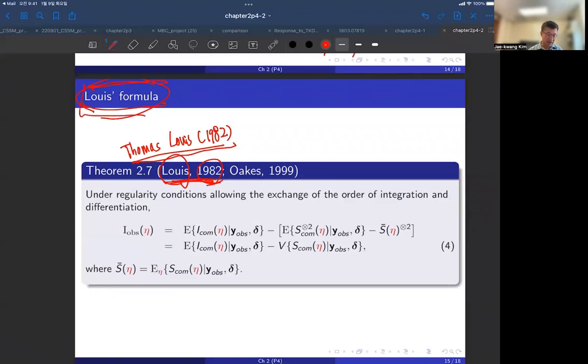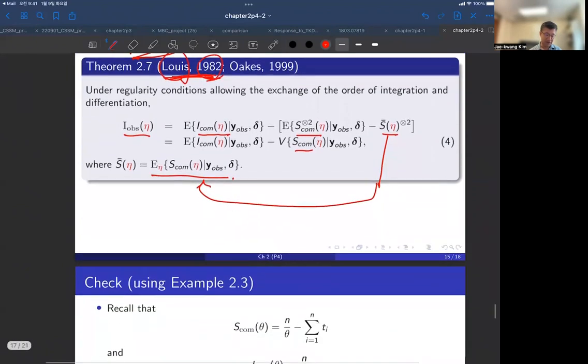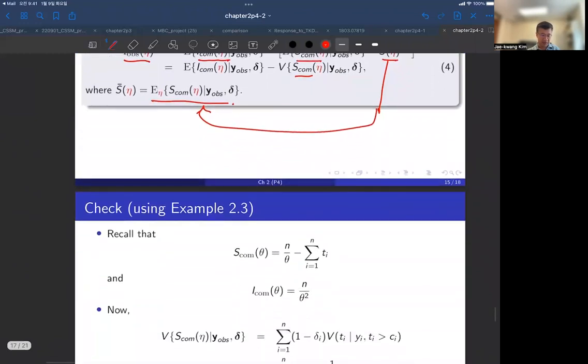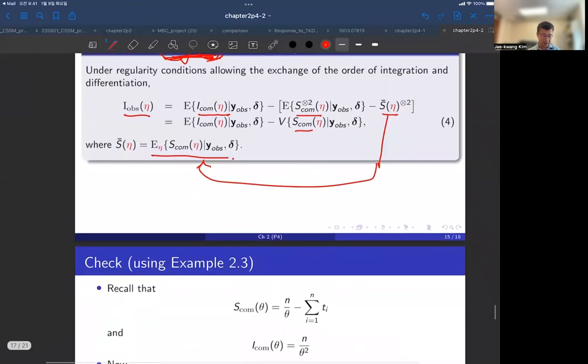So anyway, this is called the Louis formula, and basically he derived the form of the observed information using the complete sample feature information only. Remember, this is what? This guy is this guy. So at the end of the day, he obtained this formula. Let's first understand the meaning of this formula.